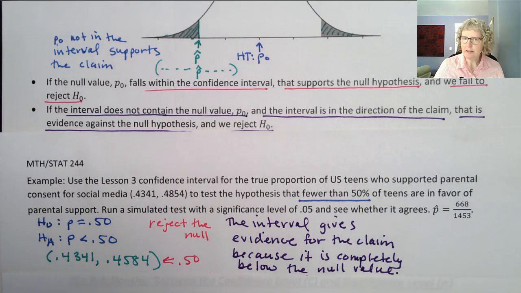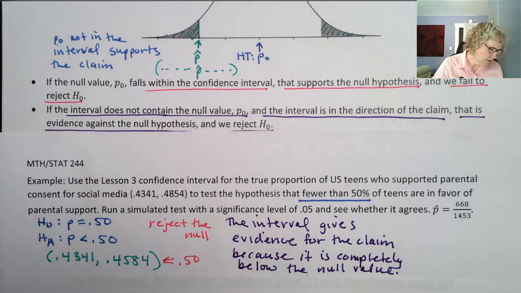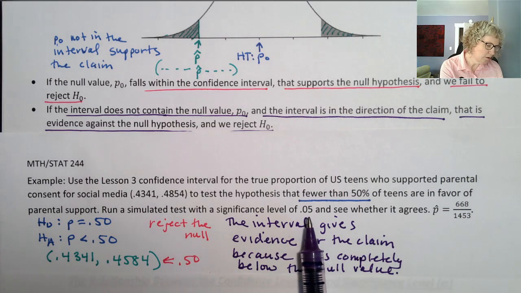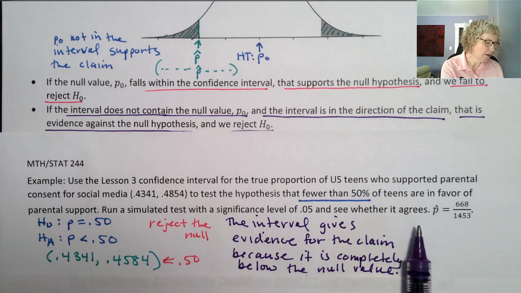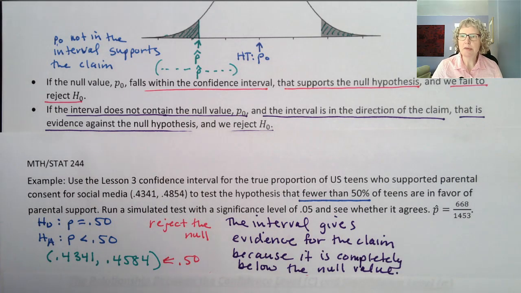Okay, so now let's do our simulation of this same situation. Essentially we're going to do the hypothesis test with a simulation. We're going to run a simulated hypothesis test with a significance level of 0.05 and see whether it agrees. If we were just using the interval, we would reject the null. Let's see what happens and find our simulated p-value.